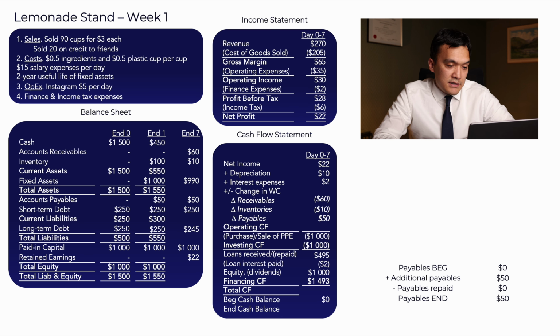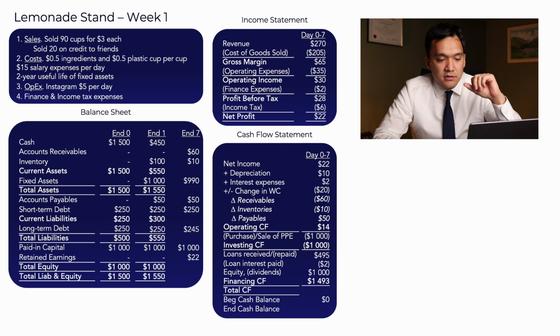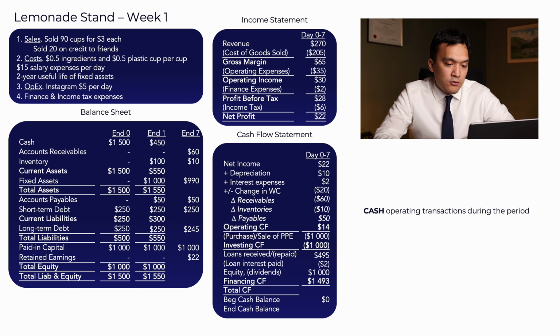So minus 60 receivables minus 10 inventories is minus 70, plus payables of 50, we have a net change in working capital of minus $20. So we have operating cash flow of $14 during week 1. We have a relatively simple business, so we can actually follow all the cash transactions, operating cash transactions that happened during the period. Let's have a look.